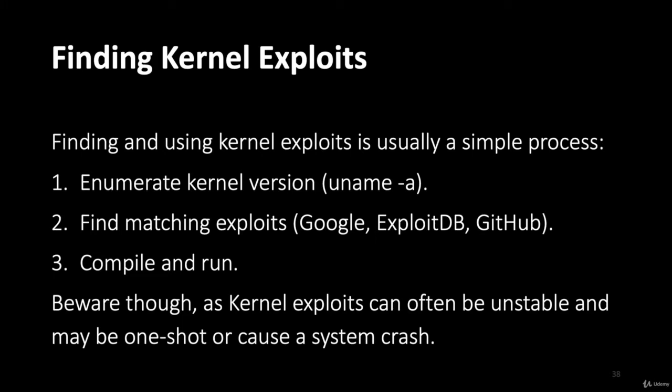Finding and using kernel exploits is usually a simple process. You can enumerate the kernel version. A good way of doing that is the uname -a command. You can find matching exploits using Google, ExploitDB, or GitHub, and then usually you compile and run them. Beware though, as kernel exploits can often be unstable and may be one-shot or cause a system crash.